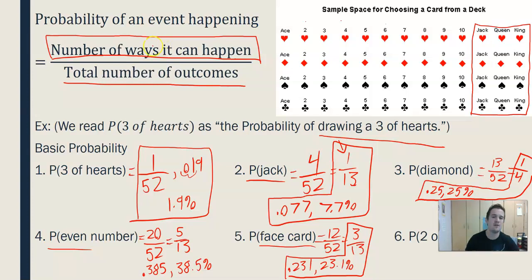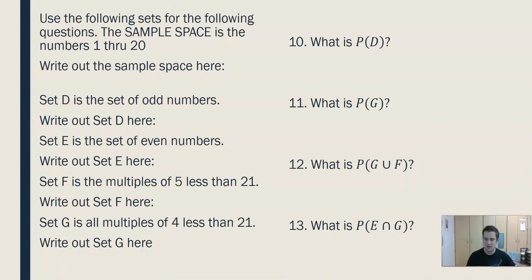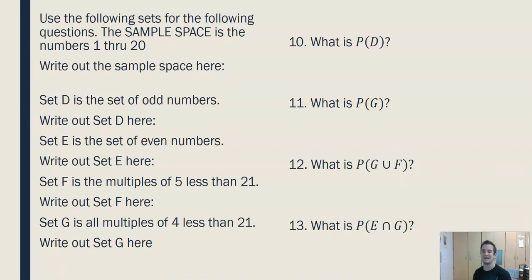But that's what we're talking about when we're talking about probability. We're taking the number of ways something can happen divided by the total number of outcomes. Okay, let's sneak on over here. So now we're going to do a little bit more combining what we've talked about with probability with what we previously talked about with set notation.